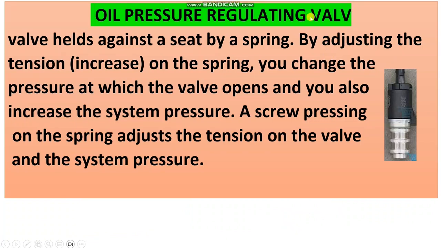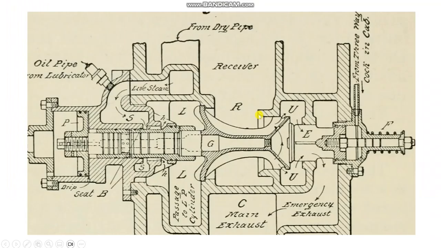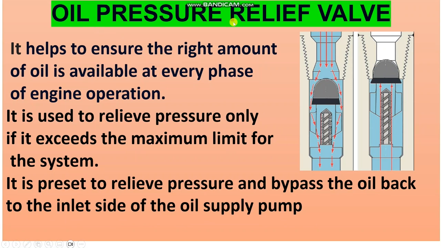Oil pressure regulating valve, like this. The valve is held against a seat by a spring. By adjusting the tension of the spring, you change the pressure at which the valve opens and also increase the system pressure. Okay. This is an example of the pressure regulating valve. Oil pressure relief valve. This is an example here. Okay.